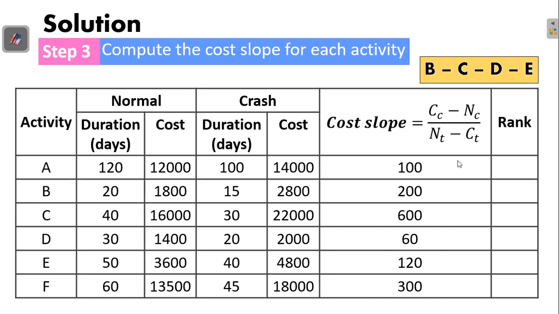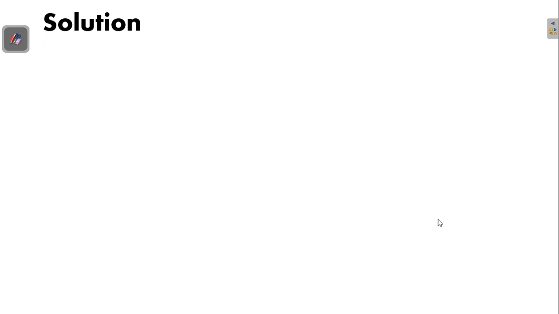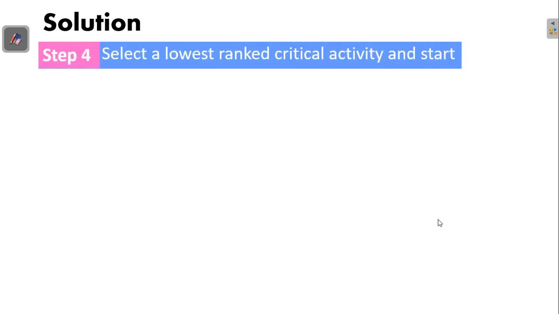Now, ranking from the lowest cost slope of the critical activities, we are going to have this ranking here. The lowest cost slope for a critical activity is D, which is 60, followed by activity E, then activity B, and then activity C. So after having this cost slope and their rank, we go to the next step, where we now select the lowest ranked critical activity and start crashing the project.